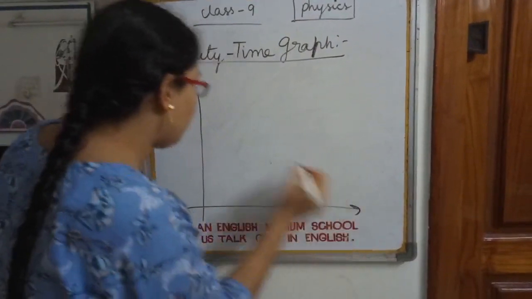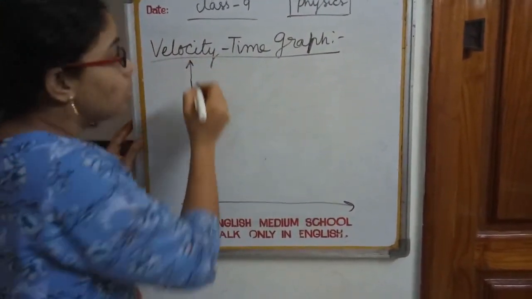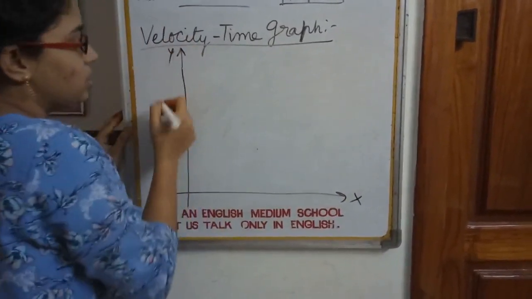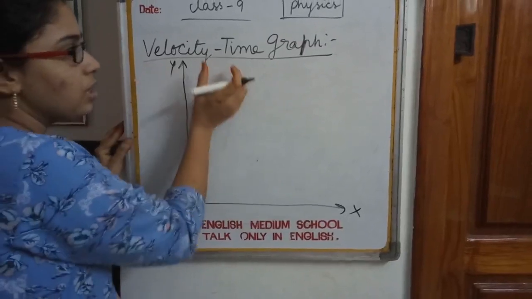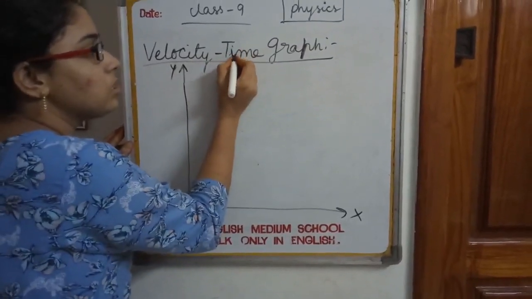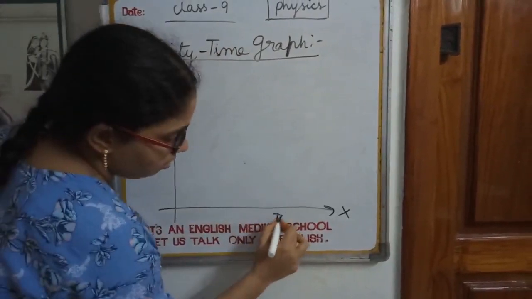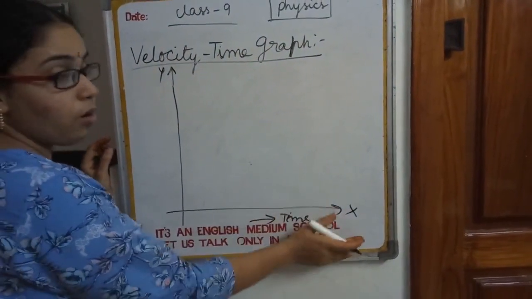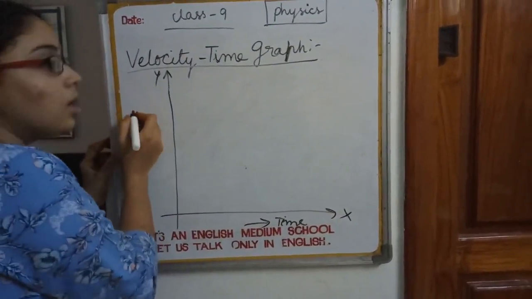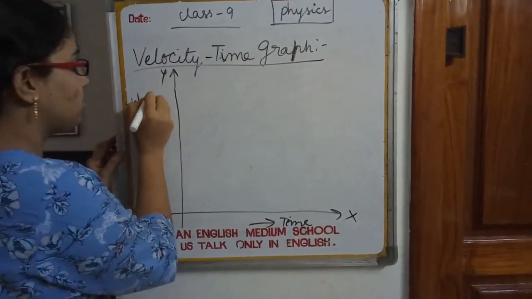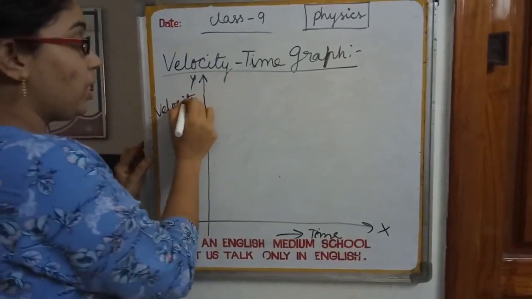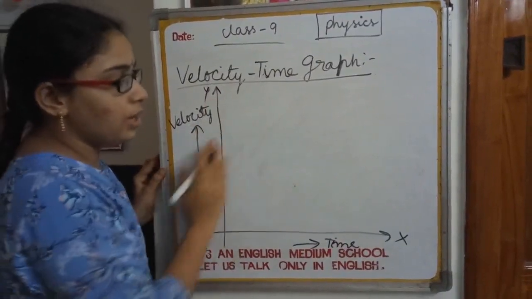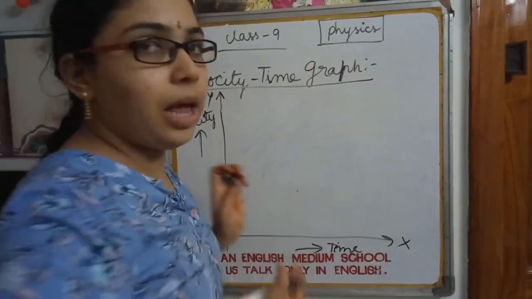Same as in the distance time graph, in the velocity time graph also, the independent quantity should always be taken along the x-axis, whereas the dependent quantity should be taken along the y-axis. You know that very well. Time is an independent quantity. It goes on, it doesn't depend on anything. That is why it is plotted along the x-axis, whereas velocity is the dependent quantity. That is why it is taken along the y-axis. Like this we have to plot the velocity time graph.